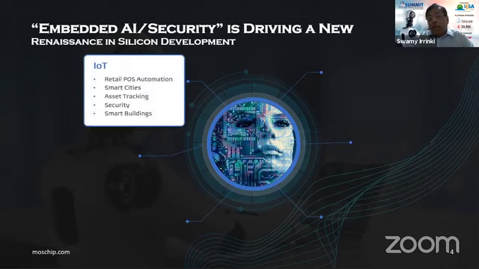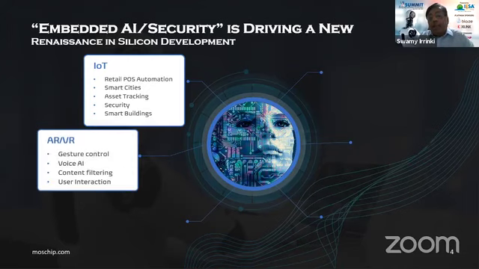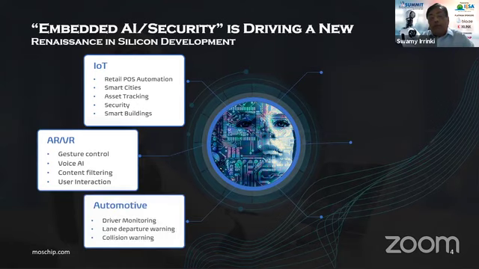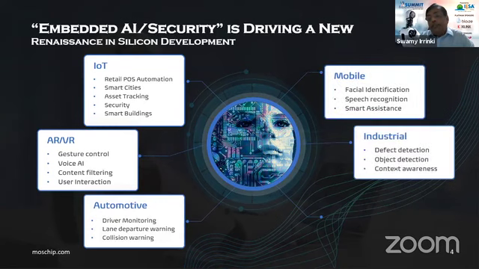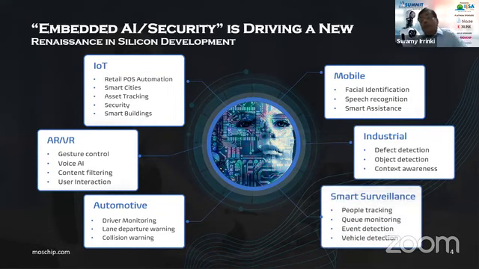For example, there are several applications in IoT driving these edge devices for embedded AI and security. For AR, VR, there are many applications that are driving these edge devices, which are going to be smart and secure. Automotive applications and mobile that we're all very familiar with, plus the industrial applications and security and smart surveillance. So all these applications are coming. They all need embedded AI and security devices.